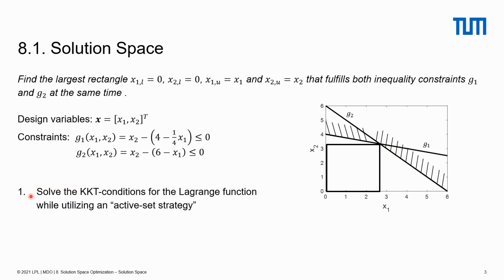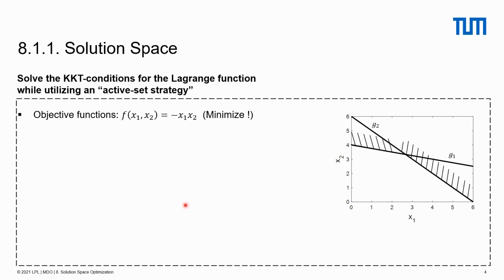And the task is to solve the KKT conditions for the Lagrange function while utilizing an active set strategy. Now, first we need to formulate our objective function. We want to maximize the area. This is x1 times x2, and as the objective function we want to minimize it. That means we need a minus in front of it.